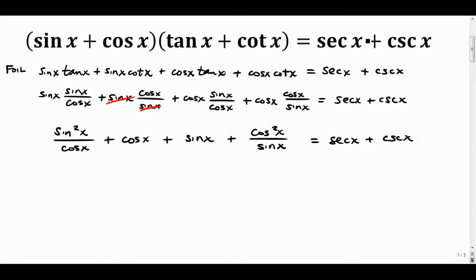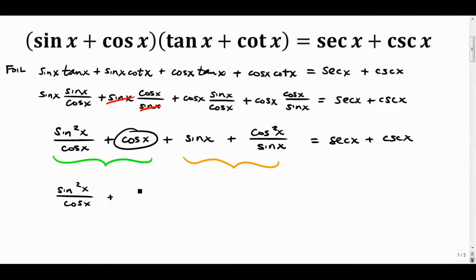Alright, so now we need to find some common denominators, looks like. So I'm going to group these in kind of an interesting way. I'm going to take these 2 as a pair, and I'm going to take these 2 as a pair. So my common denominator for this green pair is cosine x. So this one's already fine. That one already has my denominator that I'm looking for.